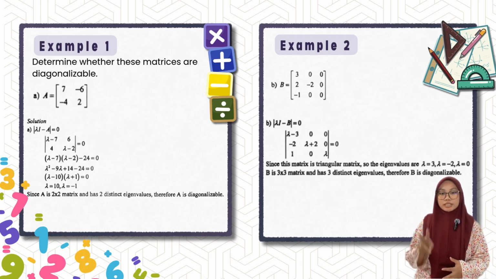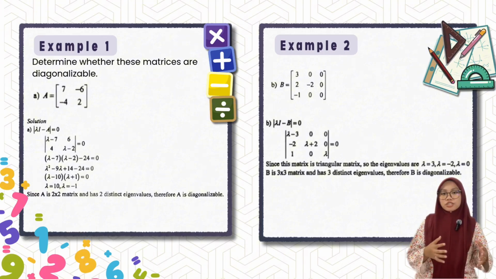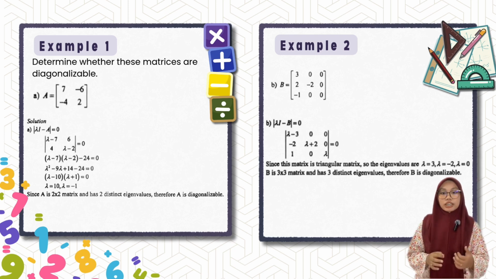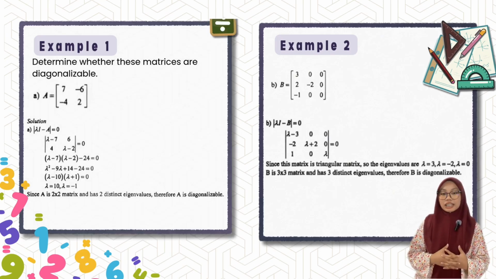Next, we move to example 2. Matrix B is a 3 by 3 triangular matrix. For a triangular matrix, the eigenvalues can be obtained directly from the diagonal entries. The eigenvalues are 3, negative 2, and 0. These are three distinct eigenvalues. Since matrix B is a 3 by 3 matrix and has three distinct eigenvalues, it has three linearly independent eigenvectors. Therefore, matrix B is diagonalizable.